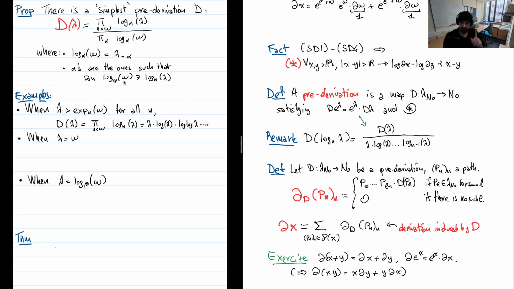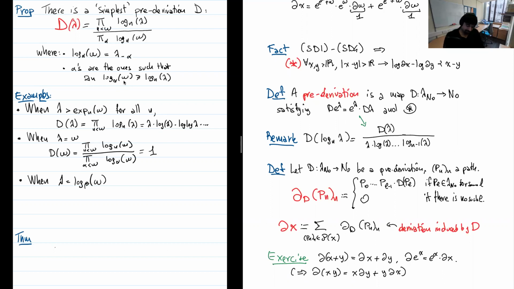Okay, when lambda is equal to omega, now something different happens. The numerator is the product of the logarithms of omega. The denominator is what? What are the ordinals alpha such that log_alpha omega is greater than log^n omega for some natural number? Well, it turns out it's exactly the same. The denominator you computed is just this one, and actually this is just 1. So the derivative of omega is 1. This was not baked in the definition of the pre-derivation. It's just that the simplest one does this, which is what we want.